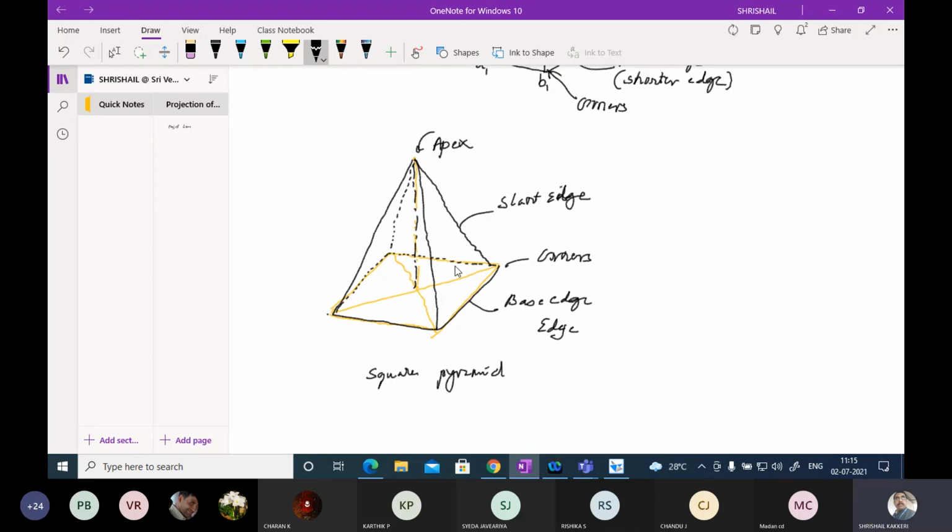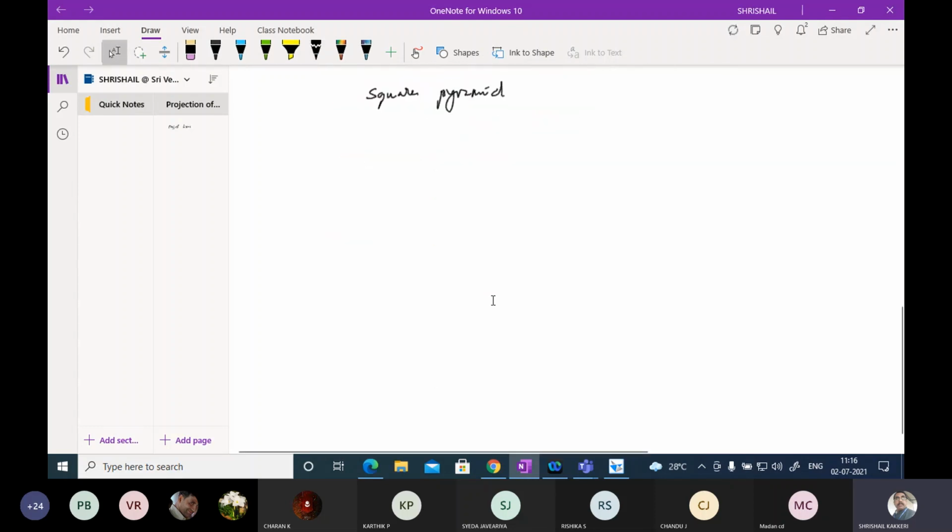This is called the slant edge, and this is called the triangular surface, or simply we can say it is the slant surface. Like this. These are all the different terms we will be using while doing the problems. Now let me take the square prism.